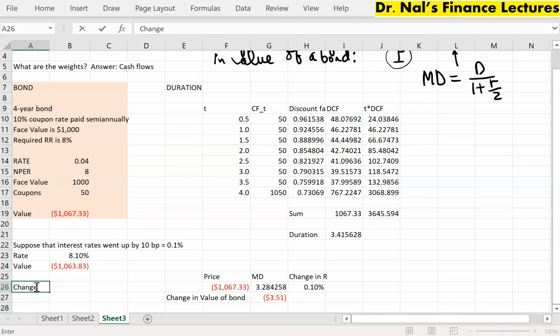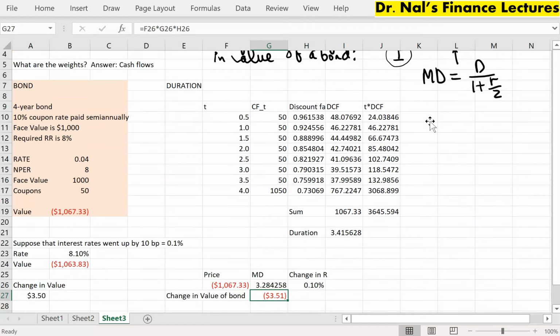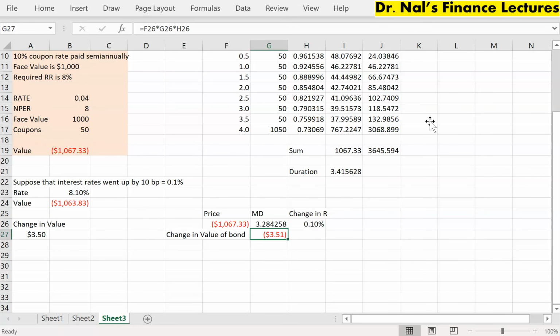Just to verify the result, let's see the change in value. This is equal to the new value minus the old value, and press enter. $3.50. Do you guys see how close we are? $3.50. So that's why I called it an approximation formula. This doesn't exactly give us the value, so maybe we can put an approximation sign here instead of an equal sign. But that's a very effective way of figuring out the new price, right?